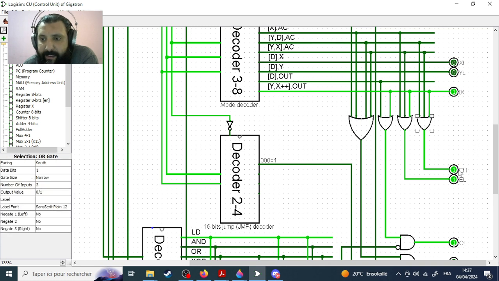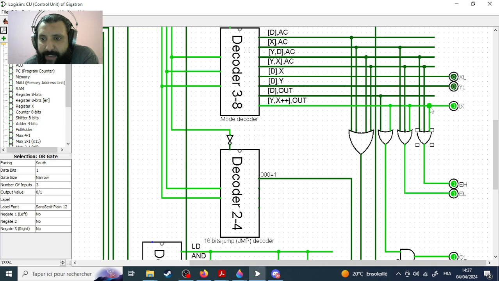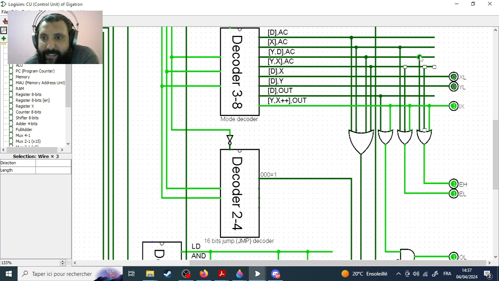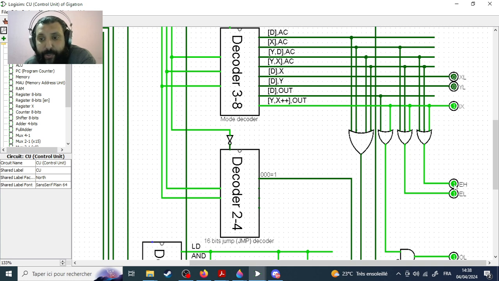The E is only activated when we get X, if you remember that. And X, you have X here, X here and X here. This EL is only put to one when we use X. And we did an AND, NOR for those X. The same for the EH. EH is activated only when you use Y. When you look here, we have Y here, Y here, Y here, Y here. This is exactly the same.